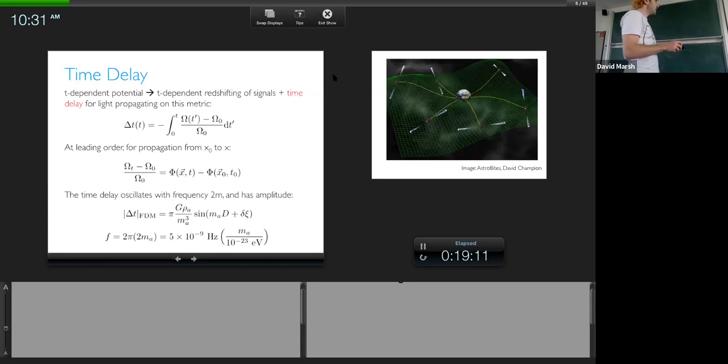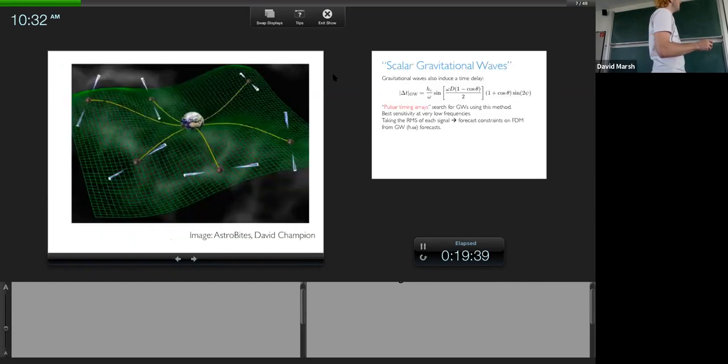Okay, and then as I said, the frequency at which this time delay oscillates is 2 pi times twice the axion mass, 2 pi to account for, I used h bar equals 1, not h equals 1. So the frequency at which it oscillates is 10 to the minus 9 hertz, and then proportional to the axion mass. So this is significant for thinking about what you can use to measure this kind of time delay.